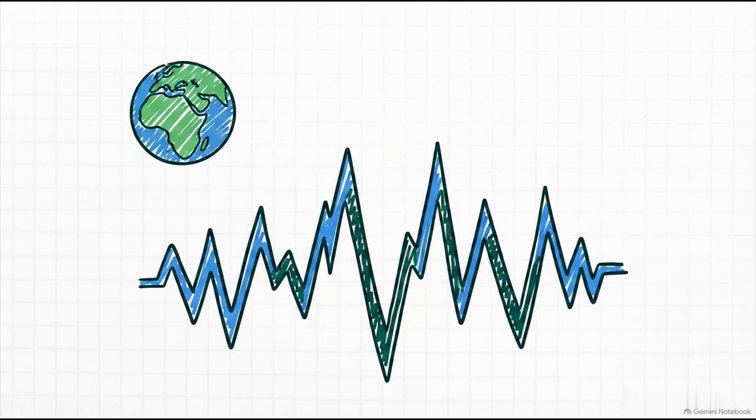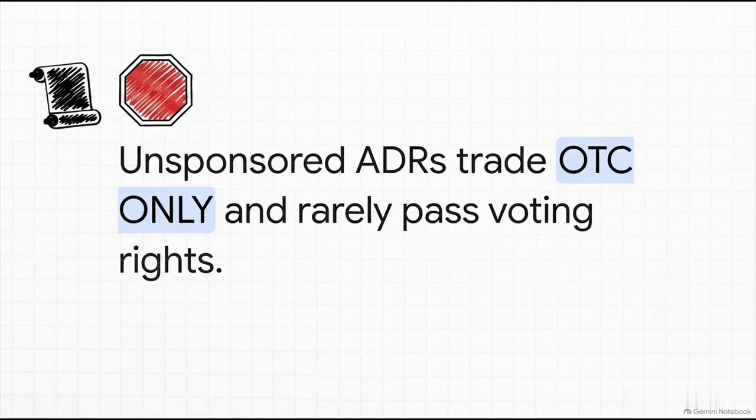Recap point number 2, currency risk survives every single ADR structure. It genuinely does not matter if it's sponsored, unsponsored, level 1, 2, or 3. If the foreign currency drops against the US dollar, your ADR value drops. Currency risk is always breathing down your neck. Recap point number 3. If the depository bank acts completely alone, totally ignoring the foreign company, it is an unsponsored ADR. And remember, unsponsored ADRs are banished to the over-the-counter markets only, and they rarely pass any voting rights through to you, the investor.